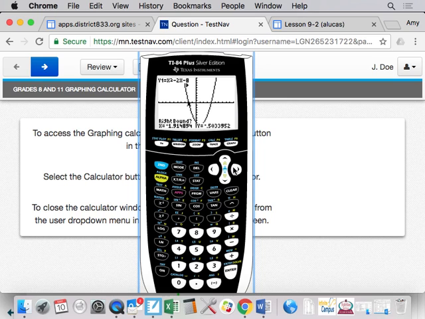Then I use my arrow to move to the right boundary, so the right-hand side, and I hit enter. It gives me a guess. I hit enter again, and there's my zero. x equals negative 2. So my first one is negative 2.